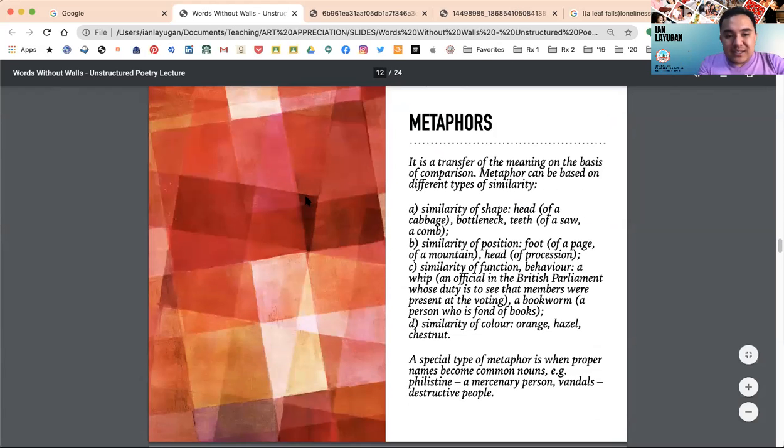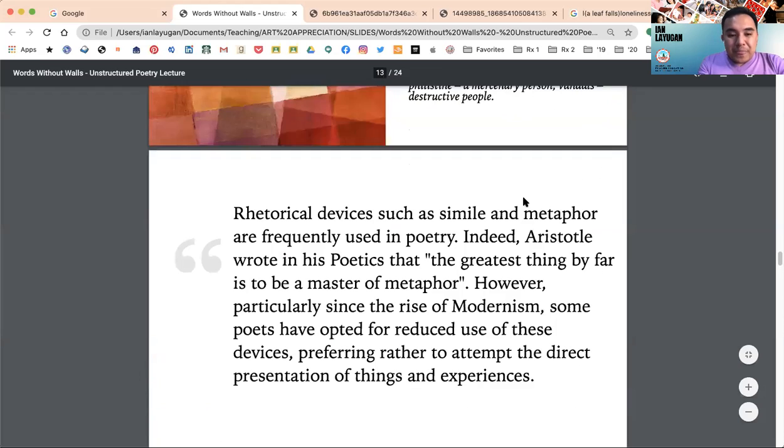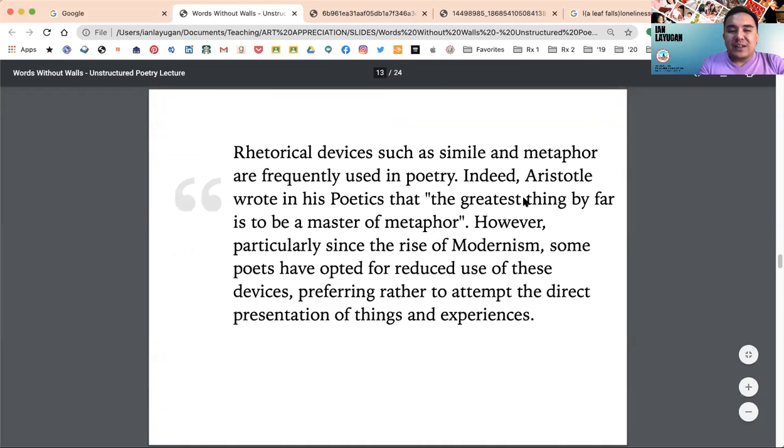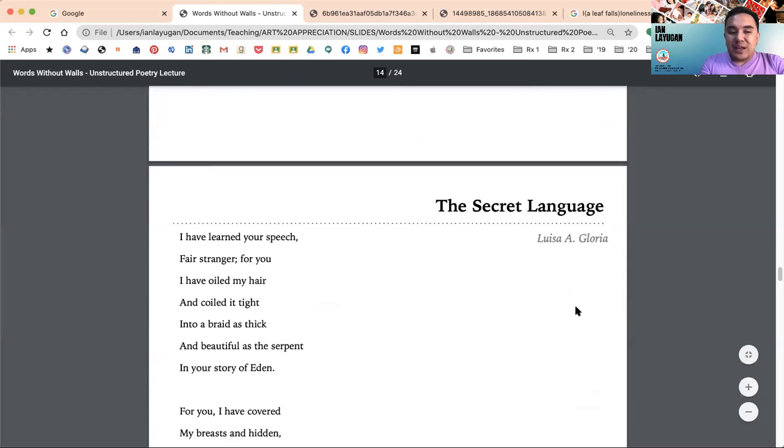So metaphor is a transfer of meaning on the basis of comparison. When you're writing, rhetorical devices such as simile and metaphor are frequently used in poetry. Indeed, Aristotle wrote in his Poetics that the greatest thing by far is to be a master of metaphor. However, particularly since the rise of modernism, some poets have opted for reduced use of these devices, preferring rather to attempt the direct presentation of things and experiences. You write things as they are, something that we are still doing now, okay?